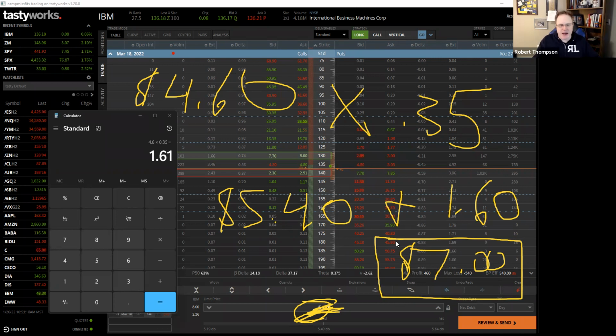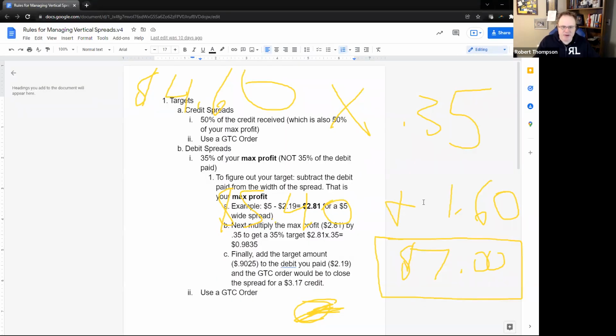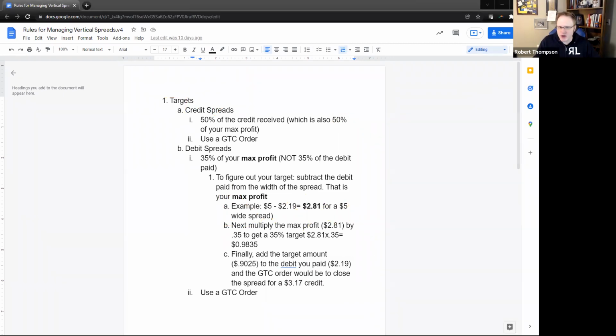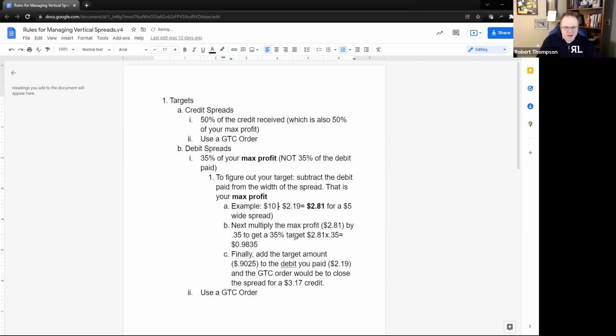All right. Now, I have put every step of that in the notes for you, but I will use the example that goes along with the video we just did. So example, $10 minus 540 is what we were going to pay, equals 460. Multiply the max profit, which we said was 460, by 0.35 to get a target of $1.60. It was $1.61 technically.